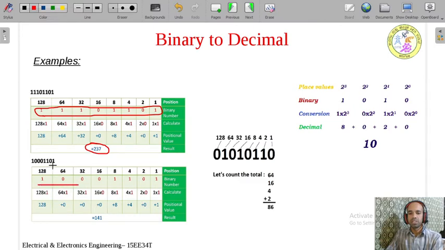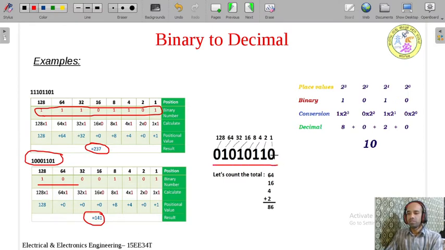Similarly, you can try this number. This number is given, no fraction part. Multiply each binary value with the positive powers of 2: 2 power 0, 2 power 1, 2 power 2, 2 power 3 and so on, and you will be getting the answer as 141.